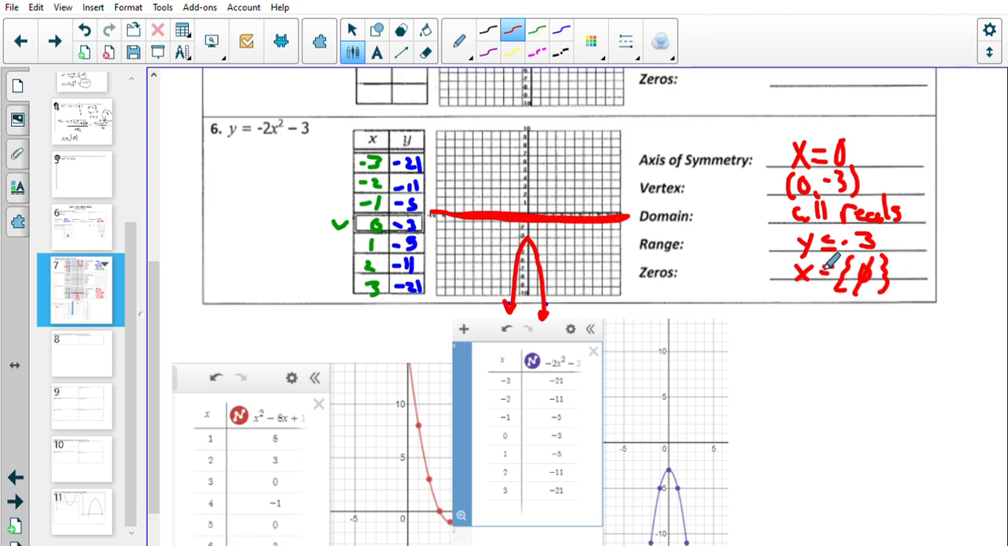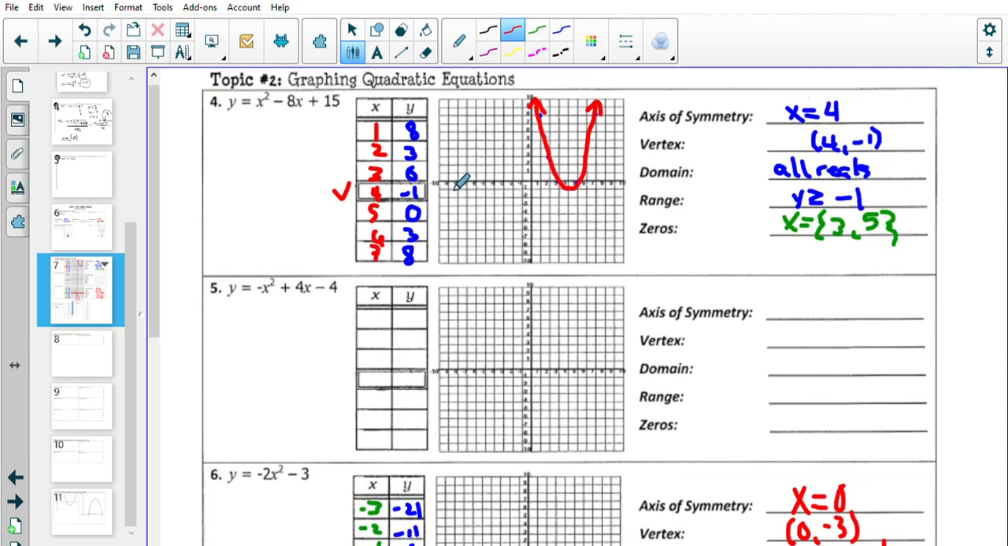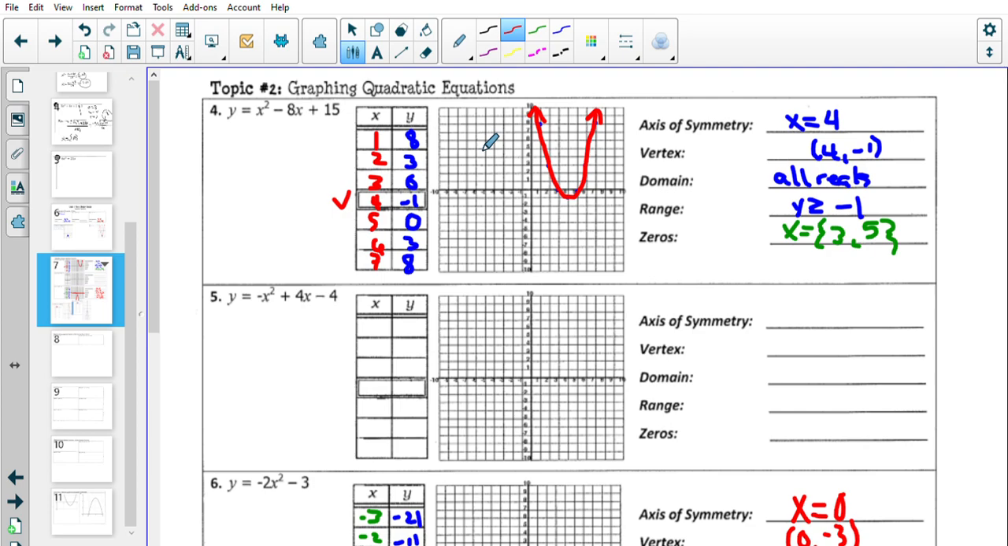Okay? So there's the first part of our study guide. So take a look at that, and then let's take a look at the second part of the study guide here in a moment.